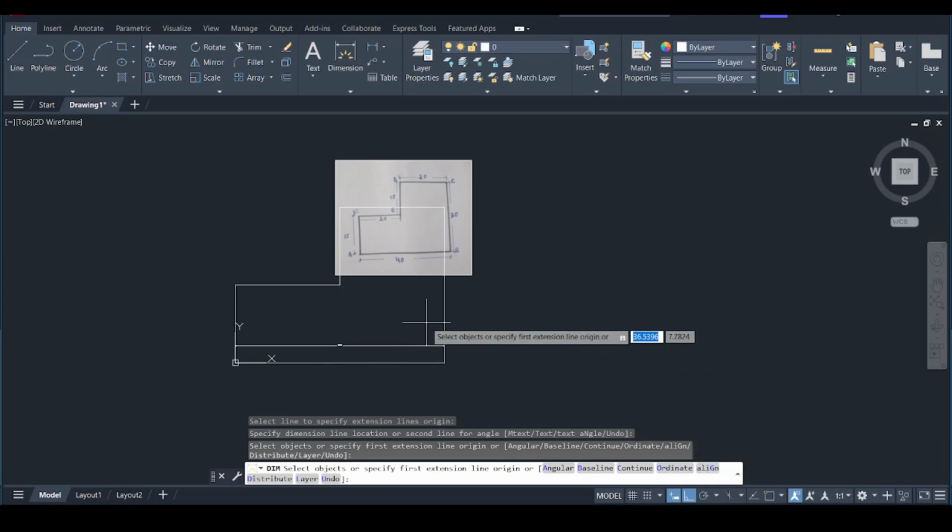The summary of this video is that you just need to enter the distance between two points, and after that the less than symbol, and after that you enter its angle. So it was all about the polar coordinate system. You can draw any figure.